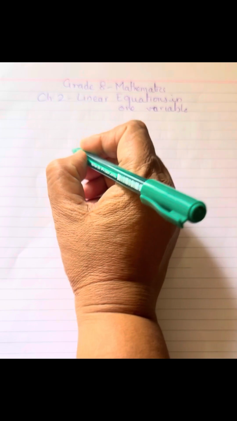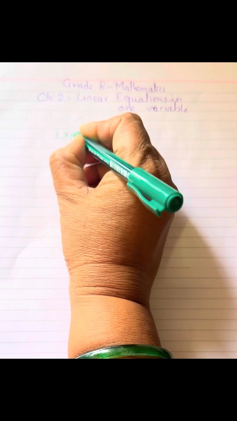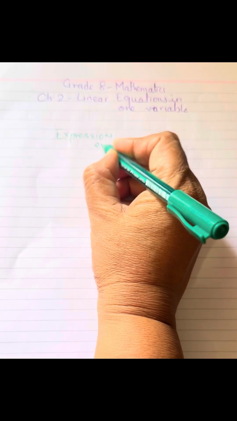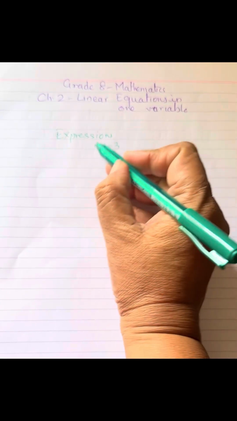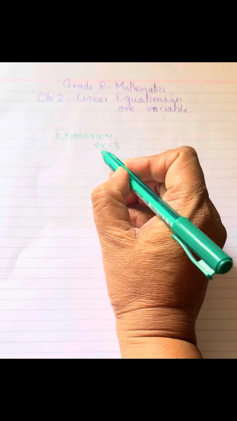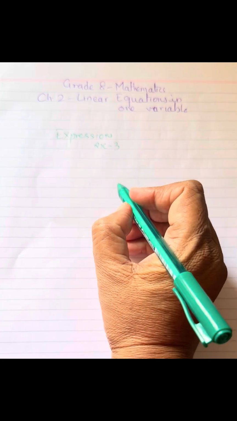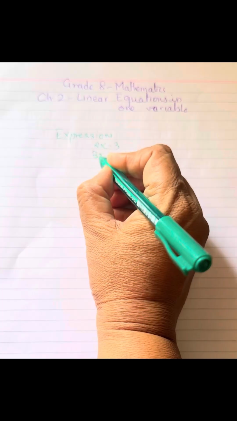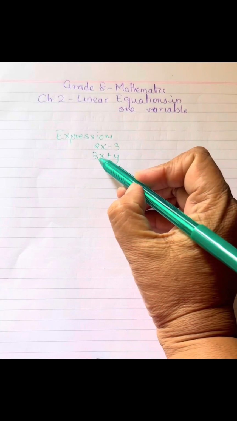If I give you examples of expressions, like 2x minus 3 is an expression. It has constants, 2 and 3 are constants, and x is a variable. So an expression will have a constant and a variable. We can take another example, 3x plus y. This one has 3 as a constant, and x and y both are variables. So these are expressions. They are not equations.